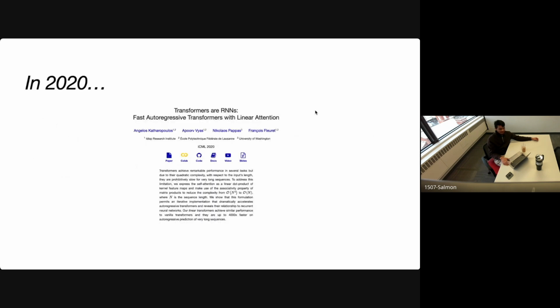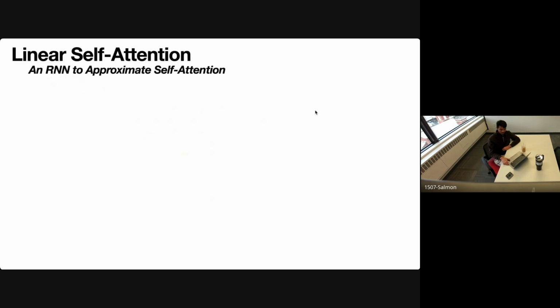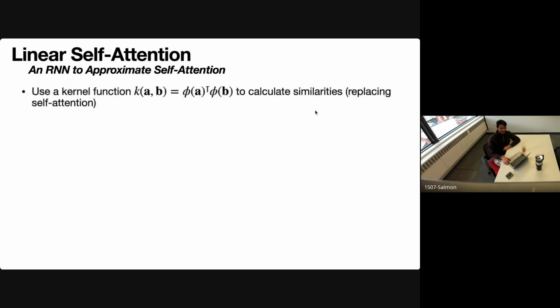So turns out in 2020, there was exactly a paper which tried to answer this question, and this work was called Transformers are RNNs, and what they proposed was an alternative to the self-attention mechanism, which works sort of like a recurrent neural network. They call this approximation the linear self-attention mechanism. And this is an RNN which approximates self-attention.